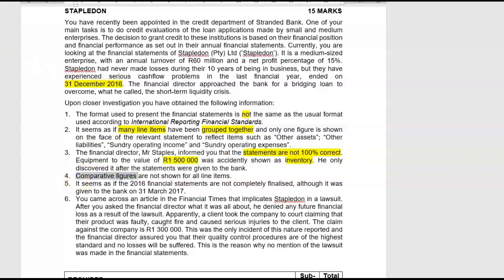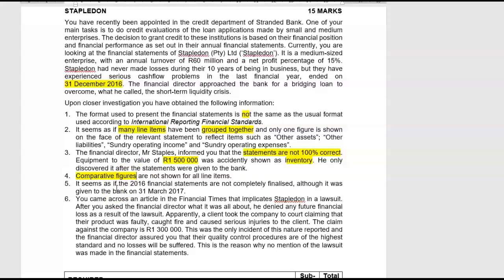Comparative figures are not shown. Now, we know that that is one of the enhancing qualitative characteristics, that we need comparative figures. Why? If I have nothing to compare something to, how on earth do I know whether it's good or bad?